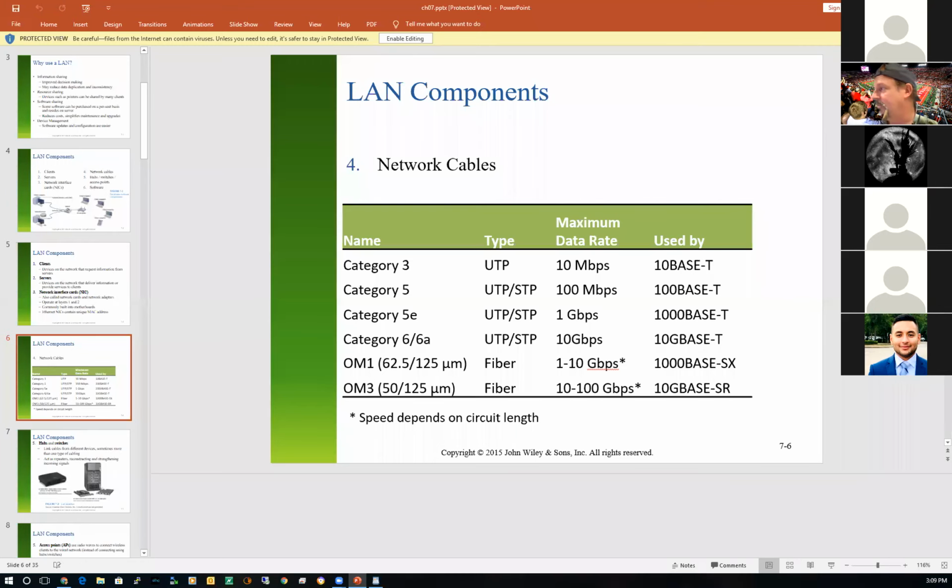But where's PowerPoint? Okay, now these last two here, these are called OM or optical media. These are literally fiber optic wire. Fiber optic wiring is literally made of glass or plastic. It's using light, ultraviolet light, to transmit the data, and the frequencies can be much, much, much higher.